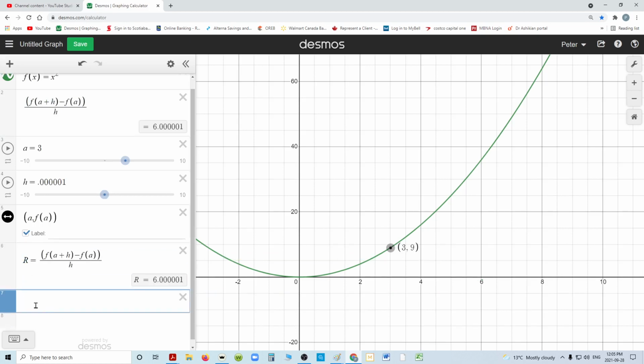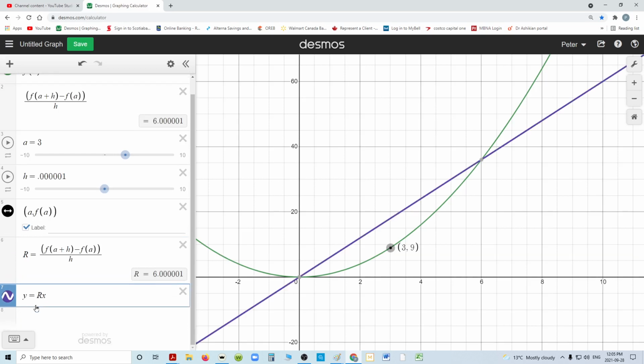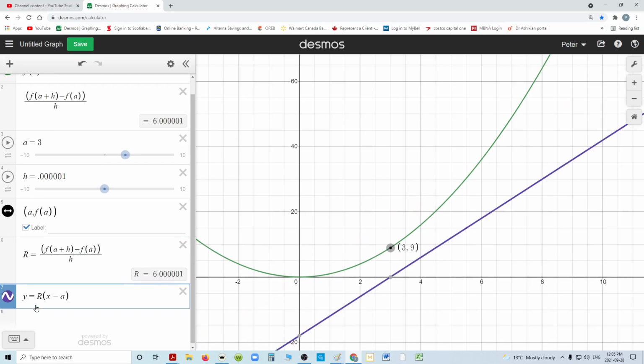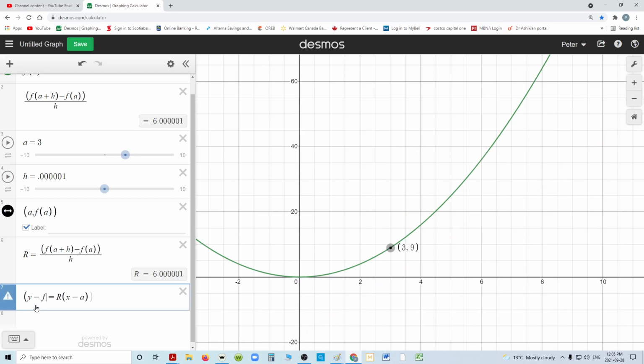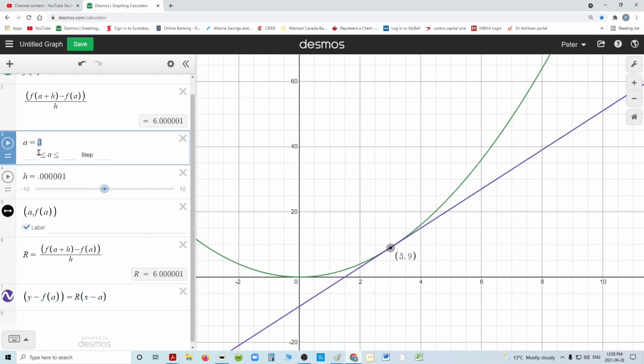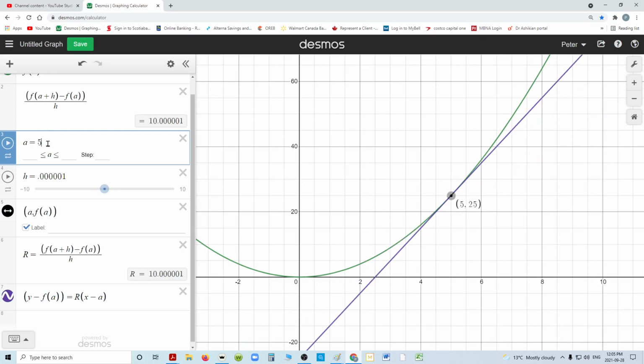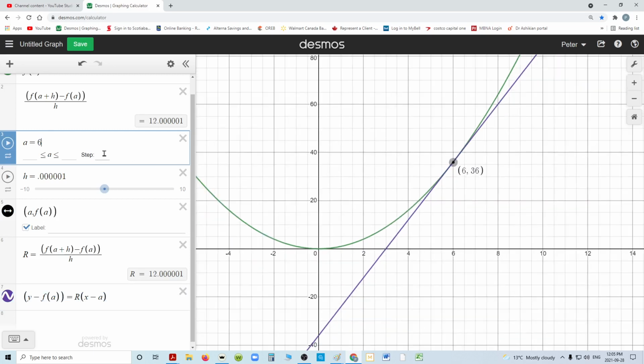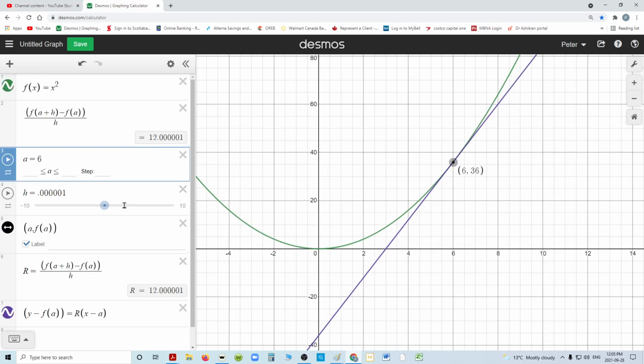Yeah, there we go. And then I can do a line that takes my R, x, but I have to do x minus the a and y minus the f of a. There. This draws a tangent line, essentially. And no matter what I make my a, it will redraw a tangent line. And this is an excellent tool. I'll probably just save this with the description so that you have it.